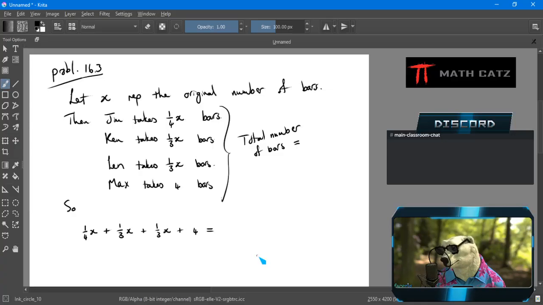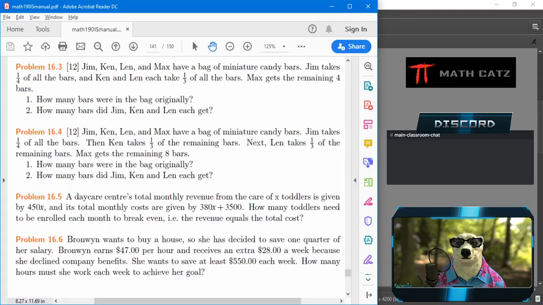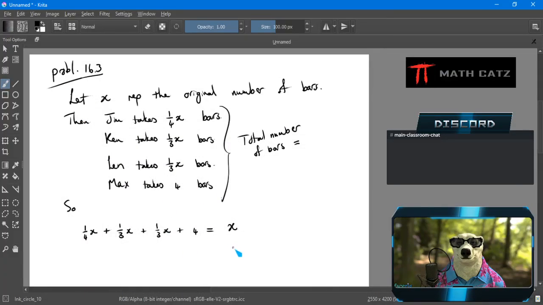Wouldn't it just be x? It is just x, yes. It is just x. Now let me just check. What do they want? How many bars were in the bag originally? Well, if I solve this equation, then I would get the answer. Now, I'm not saying this is the only way, but it is a nice and consistent way.